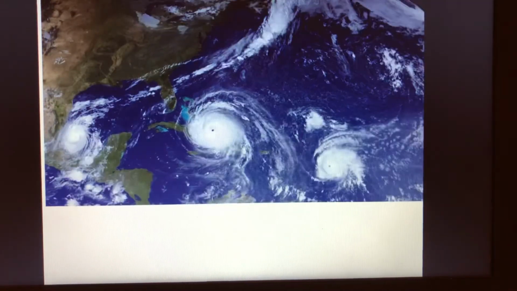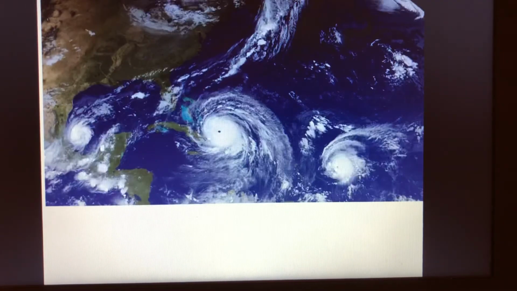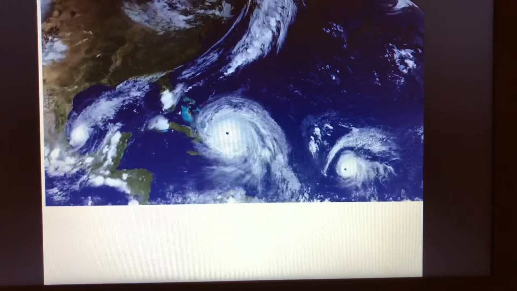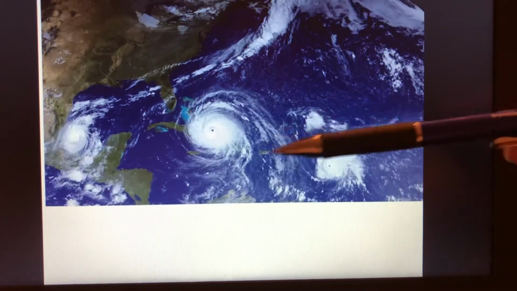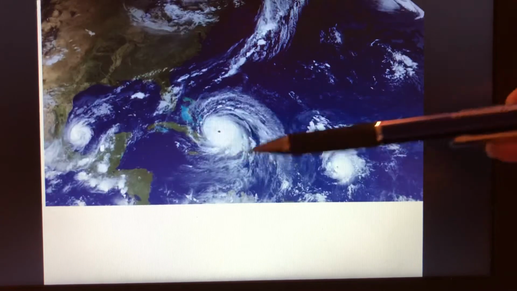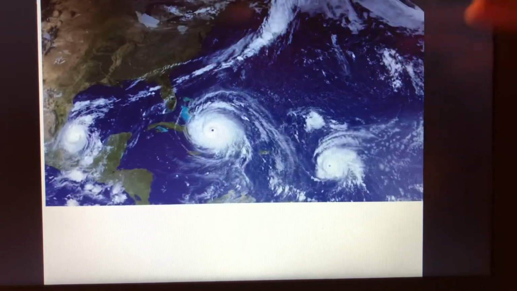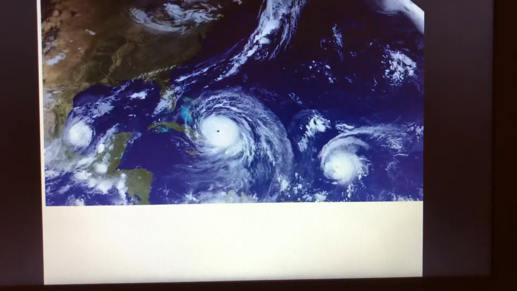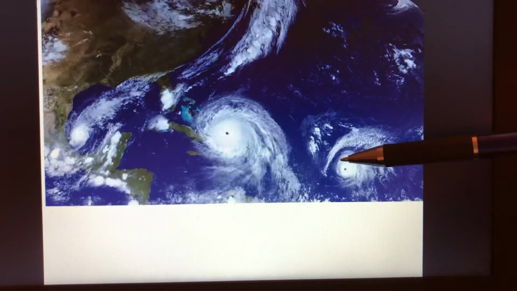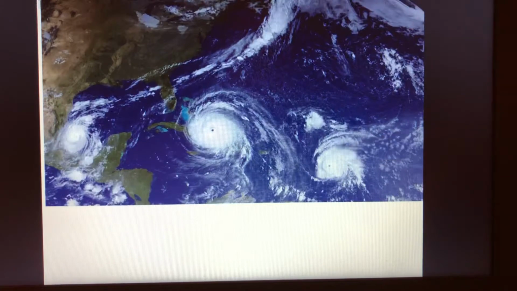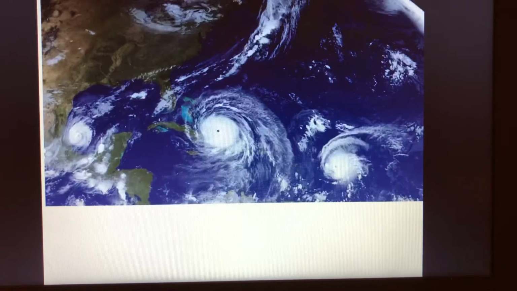So you can see this is from the GOES satellite, and NASA runs that. You can see a hurricane that's swirling in the Atlantic Ocean, making its way towards Cuba and Florida. You can also see a tropical storm here that's intensifying that could eventually turn into a hurricane.